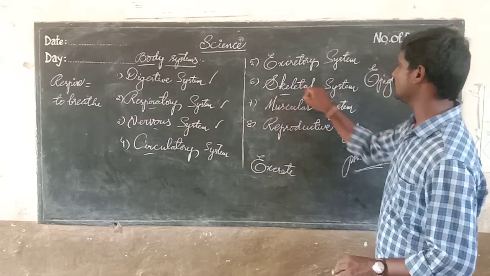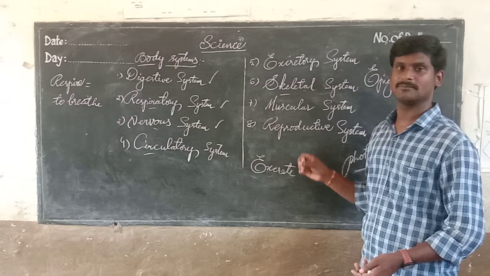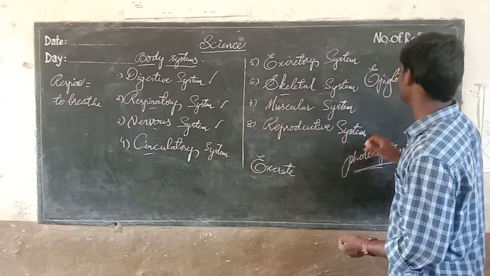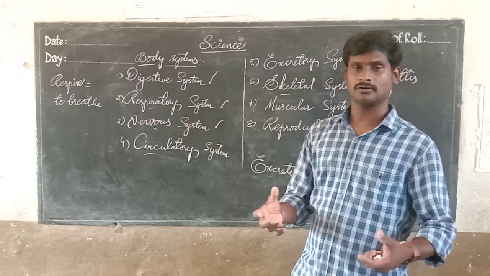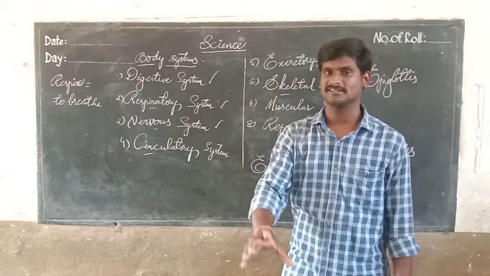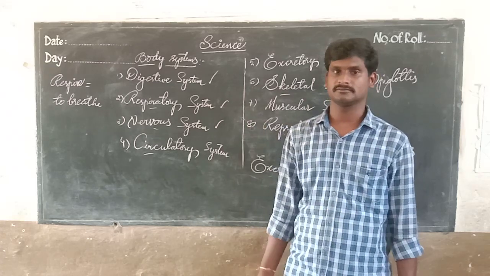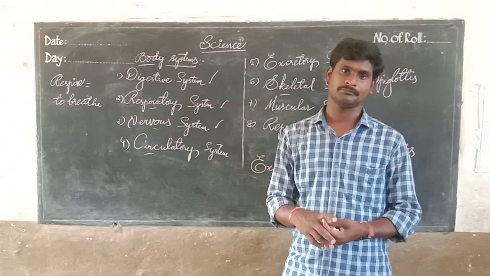Next important is the skeletal system. The skeletal system's major role is played by bones. We know that in our body there are nearly 206 bones, but in a small child there are more than 300 bones. Other people have 206 bones.